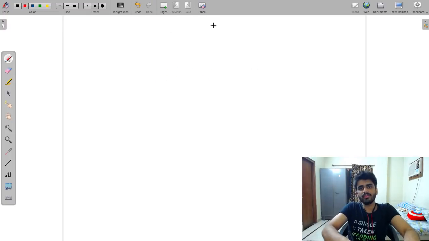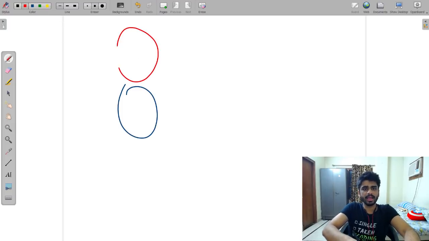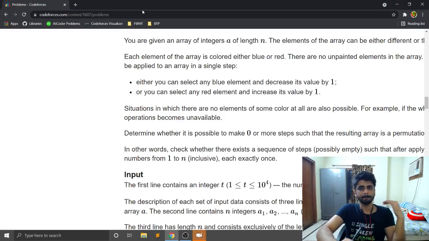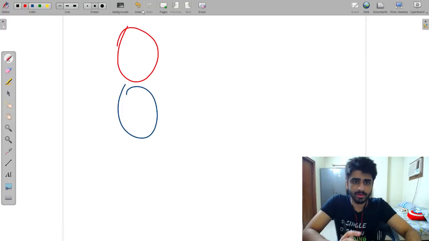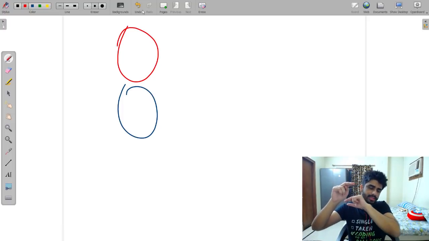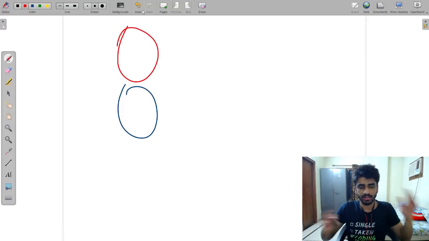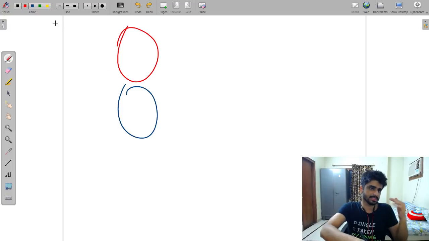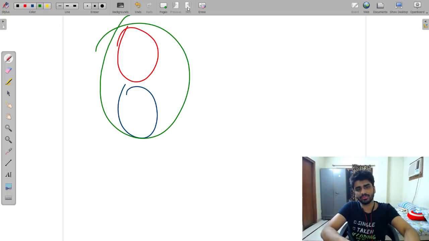So it is always beneficial to take all the small elements as blue and all the big elements as red. Obviously this will follow, because if any red element is smaller than a blue element, we can increase the red one and decrease the blue one. So again, we can come up with a solution like this. If a solution exists, then definitely a solution like this will also exist.